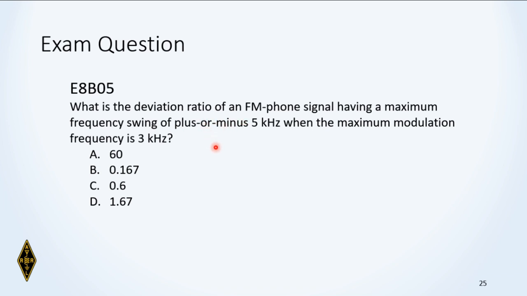What is the deviation ratio of an FM phone signal having a maximum frequency swing of plus or minus 5 kilohertz when the maximum modulation frequency is 3 kilohertz?